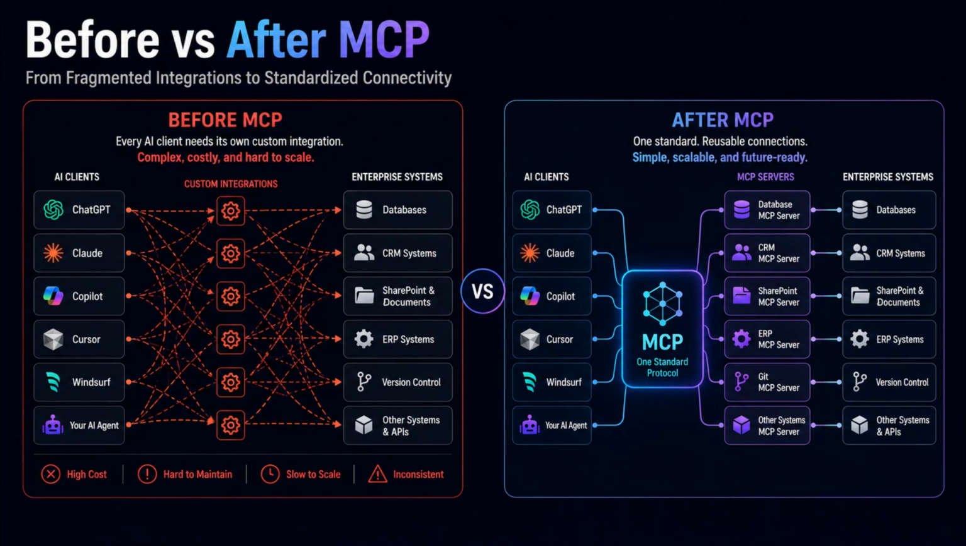This slide shows the difference. On the left side, we see the traditional approach. Every AI application connects independently to every business system. The result is a tangled web of integrations. More systems, connections, maintenance, and more cost. Now look at the right side.